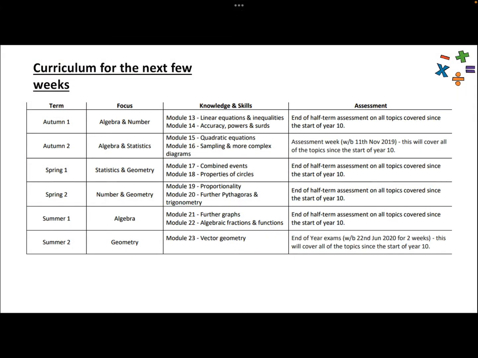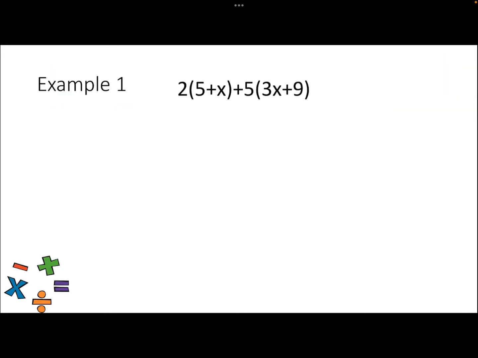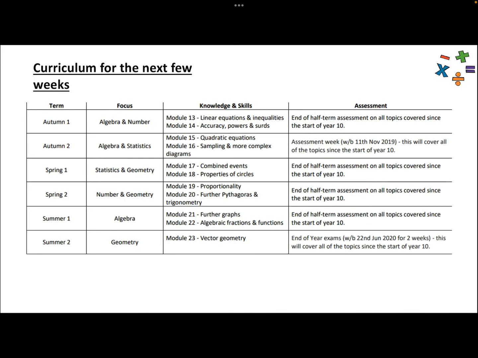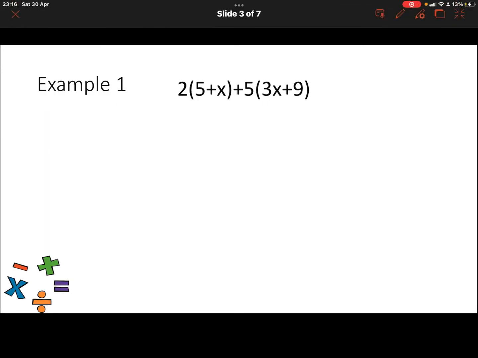So yeah, I've already gone through this with you, so I don't really believe I need to go through it. So this is example 1. If we went back to the start of question number 2, we did expanding brackets. So this should be fairly easy. Let's just try and work this out ourselves.